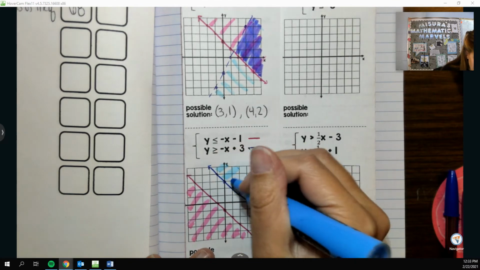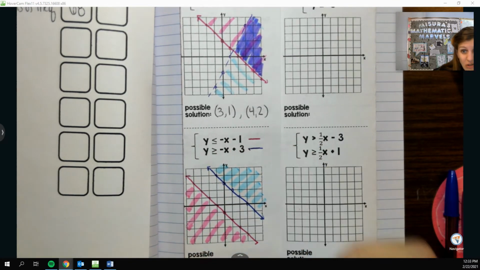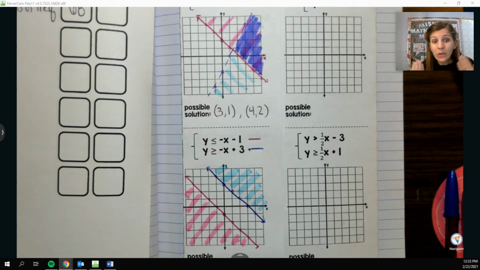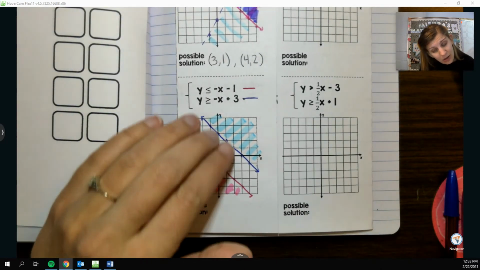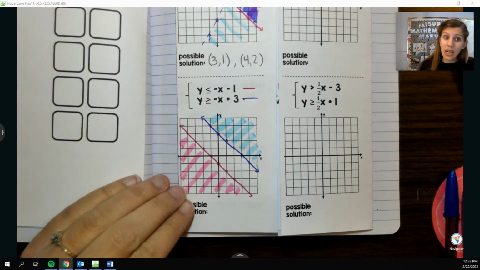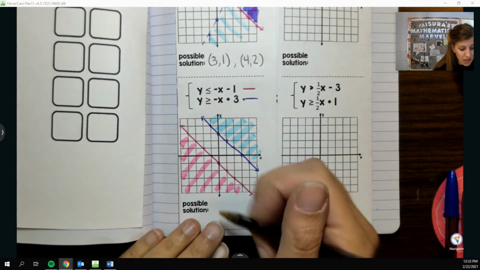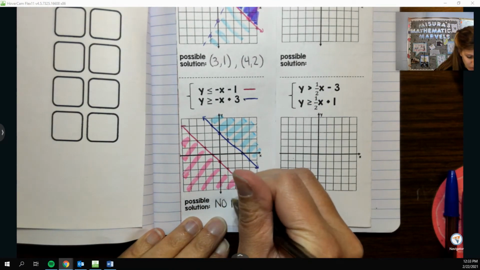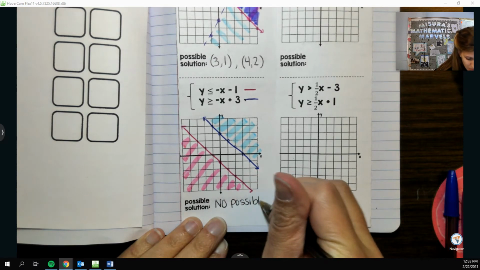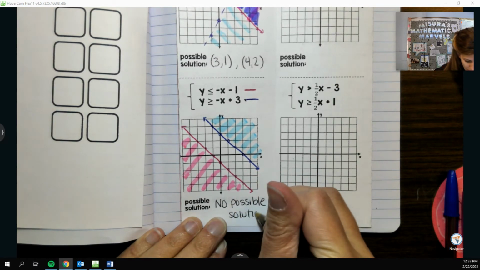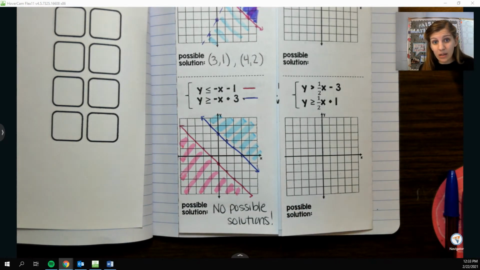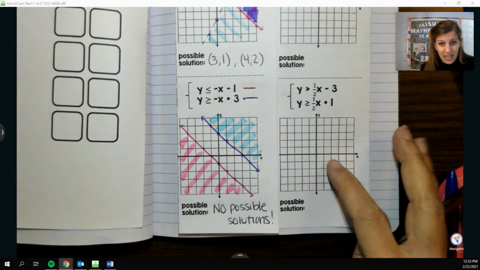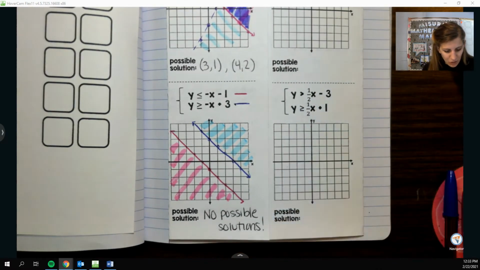Again, like I just said in the last one, the real solution is where the two shaded regions overlap each other, and these ones never will. That's because they're parallel lines and their shaded regions go opposite of each other. So there is no possible solution for this one, because they do not overlap anywhere and they never will. Okay, moving to this side right here. There's a reason I skipped that first one. We'll go back to it, don't worry.